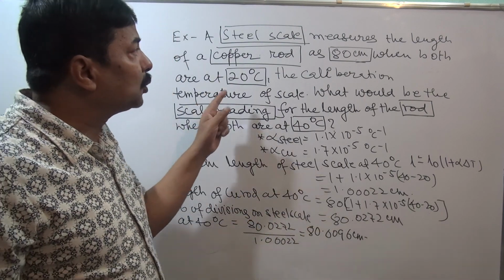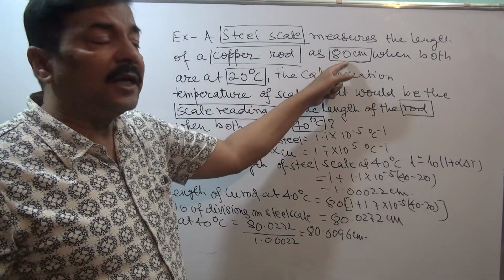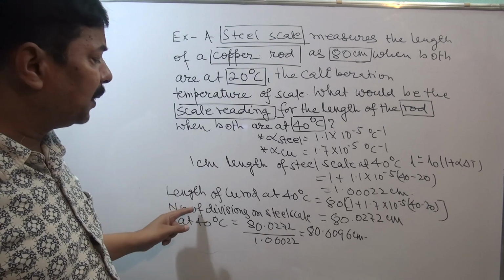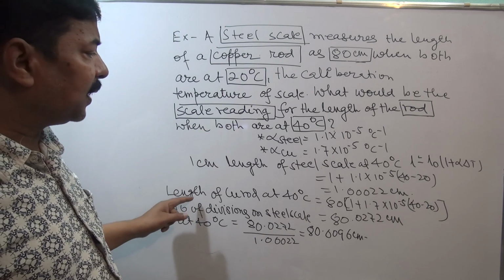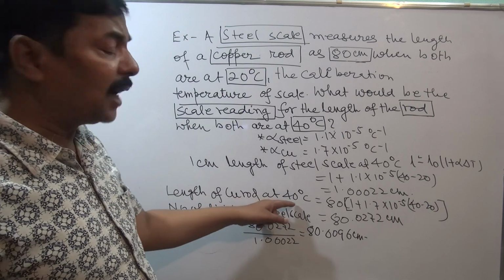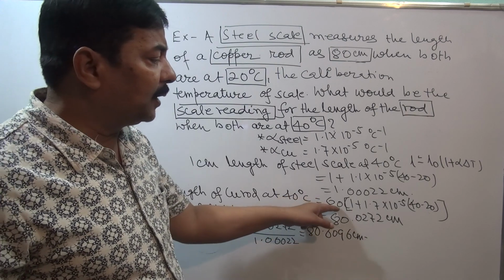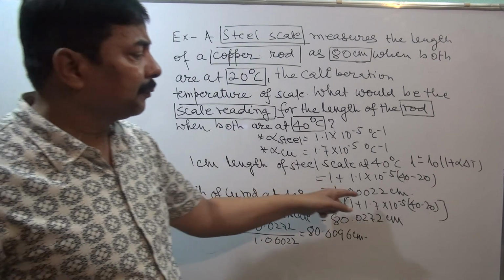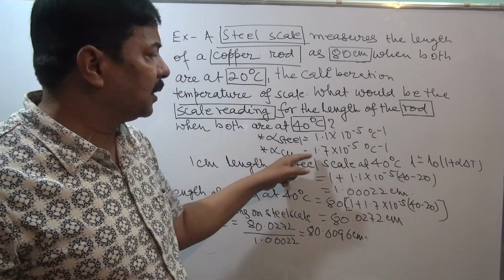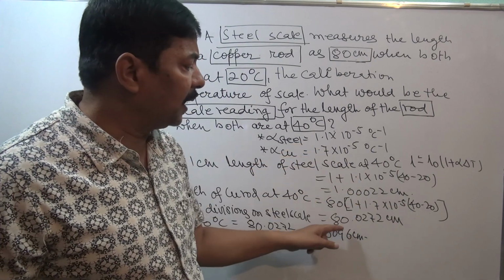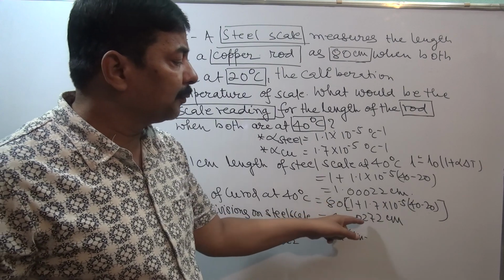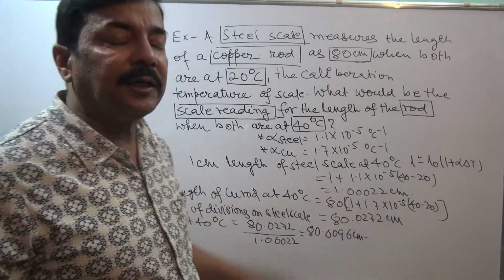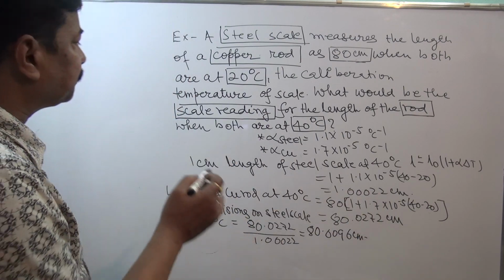Now what happens to the rod which has 80 centimeter? This 80 centimeter rod will become, at 40 degrees centigrade, 80 into 1 plus alpha of rod. So alpha of rod is this much, and you are getting 80.000272 centimeter.